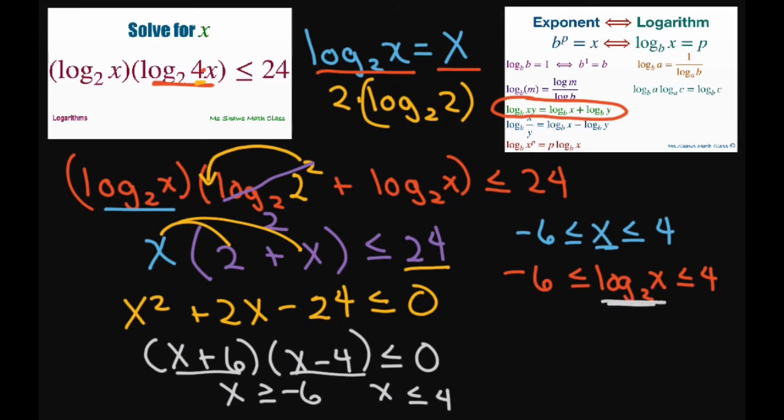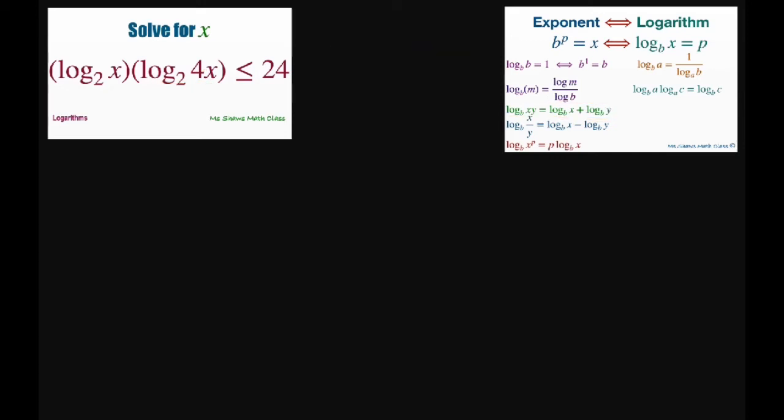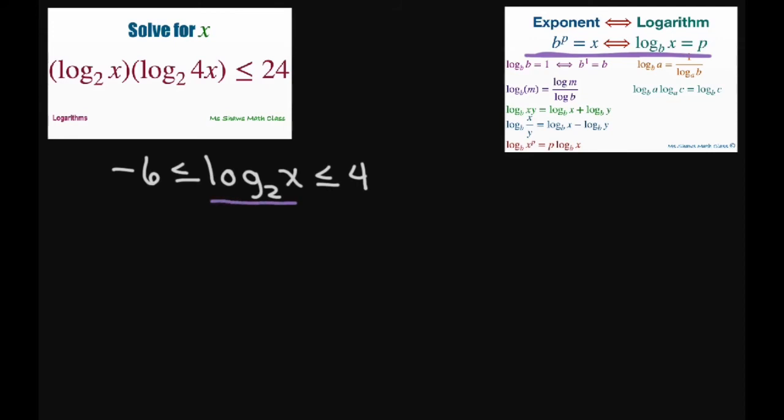Let me write this on another thing. So we have negative 6 is less than or equal to log base 2 of x, which is less than or equal to 4. Now let's change this up a little bit. If you look at this and you have log base 2 of x, and let's just put equal for now, equals negative 6, that would mean x is equal to 2 to the power of negative 6. So I can change this as 2 to the power of negative 6, and we have this x here.